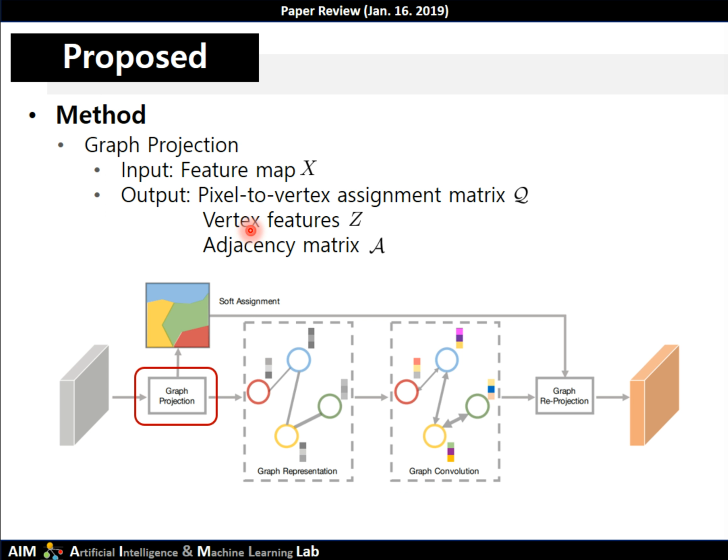First, graph projection turns a 2D feature map X into a graph, where pixels with similar features are assigned to the same vertex. The outputs of the graph projection operation are the pixel-to-vertex assignment matrix Q, which represents which vertex of the graph representation the pixels of the feature map are assigned to, and the vertex features Z, meaning node features, and also the adjacency matrix A from the vertex features G.